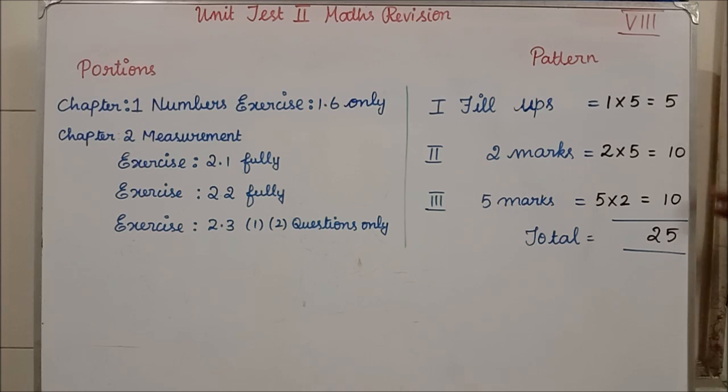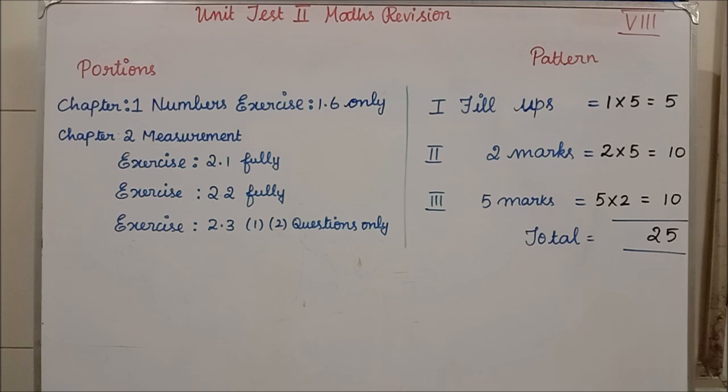For unit test 2, the total mark is 25. You are not going to get any choice for your questions. All the questions you have to attend. Clear? Students, those who are aiming for centum and those who want more marks, you have to work out all the problems. Only then can you score good marks.